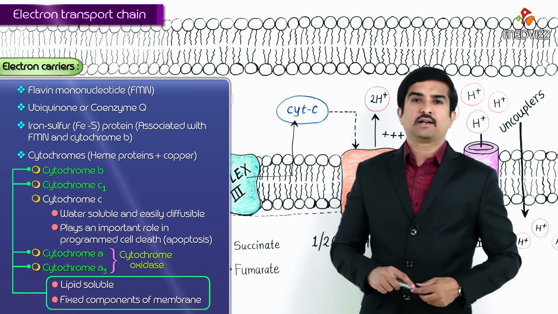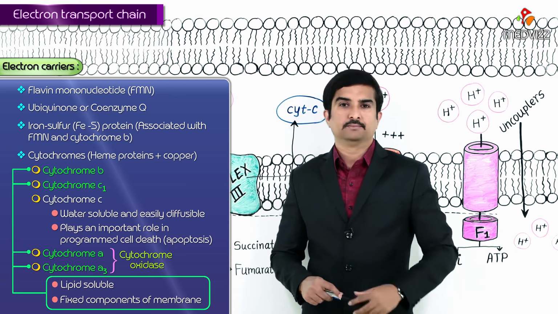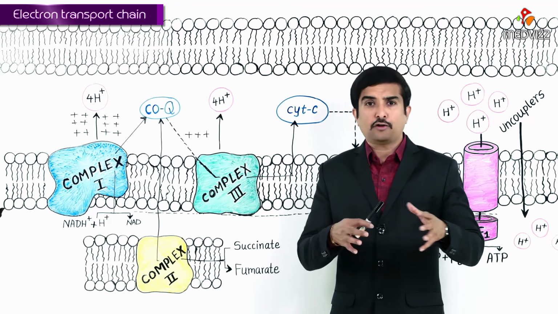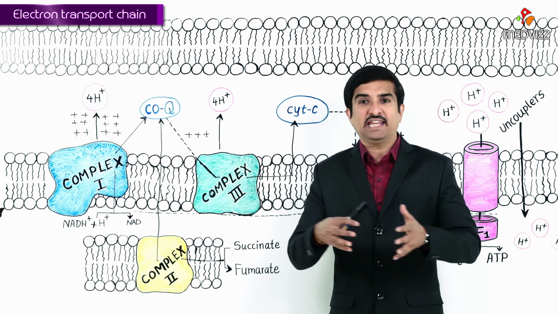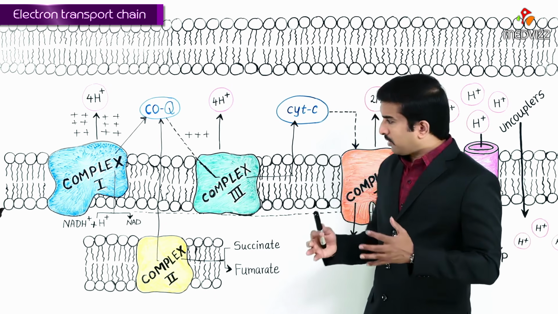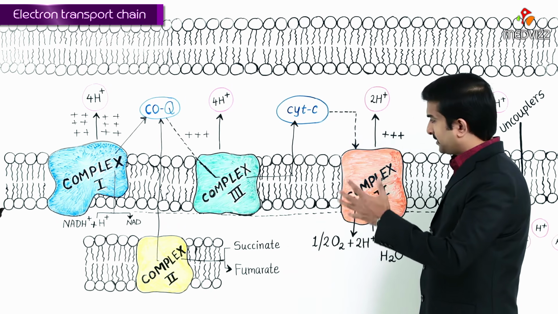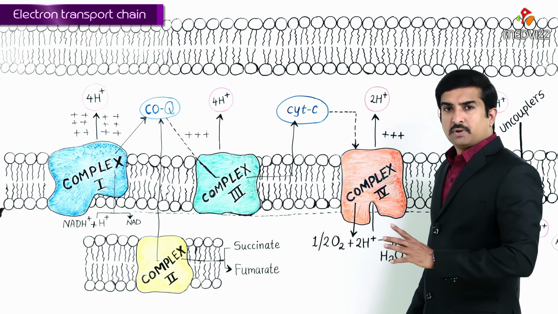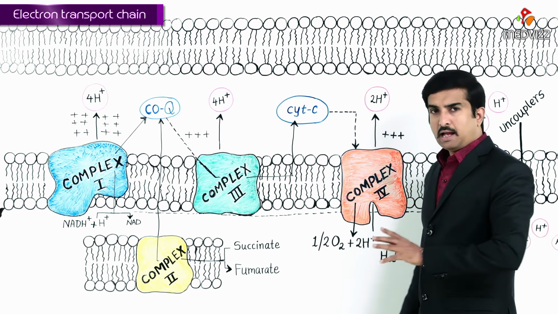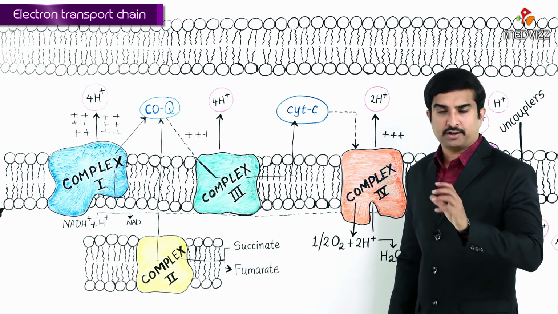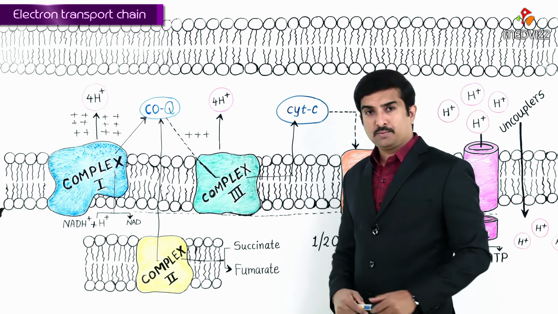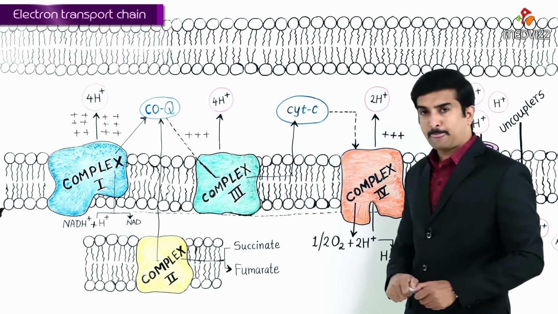What is the structural organization of the components of ETC? These components of the respiratory chain actually do not function as discrete carriers of reducing equivalents. Reducing equivalents means electrons, but they are organized into 4 different complexes, as we are seeing here. Each of them acts as a specific oxidoreductase. Along with this, we can see coenzyme Q as well as cytochrome C.